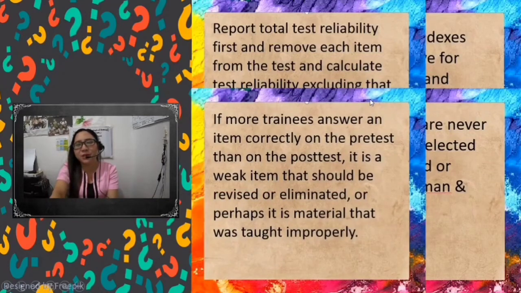Next, if more trainees answer an item correctly on the pretest than on the post-test, it is a weak item that should be revised or eliminated, or perhaps it is material that was taught improperly. Meaning, if the test takers got more correct items in the pretest than in the post-test, then definitely there is a question of why they got the correct answer in the pretest and made a mistake in the post-test. So you should revise or eliminate, or perhaps the material was not taught properly. You have to reteach these topics or items to find out if the problem is in the teaching process, why they get the wrong answers, or something like that.